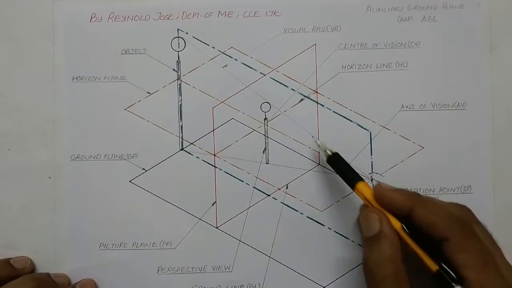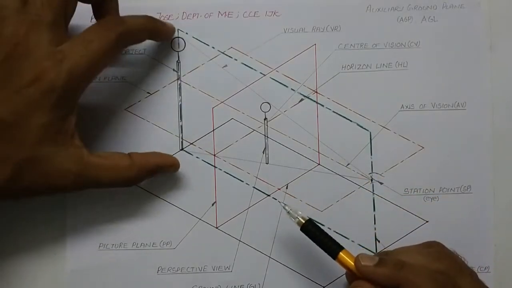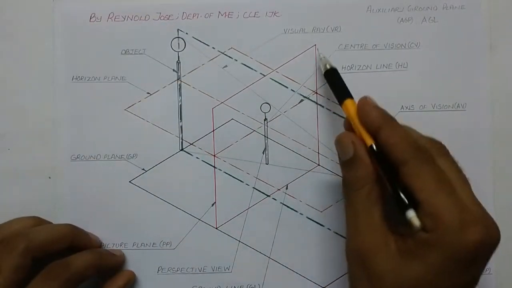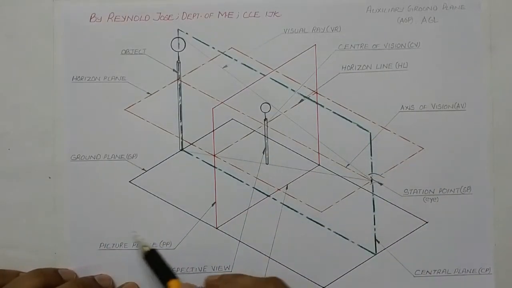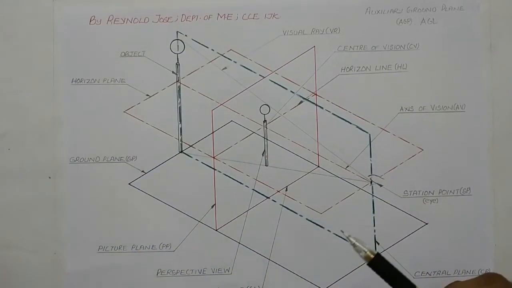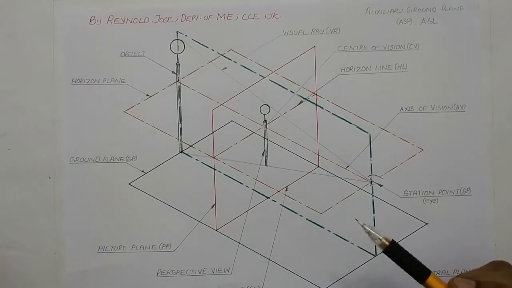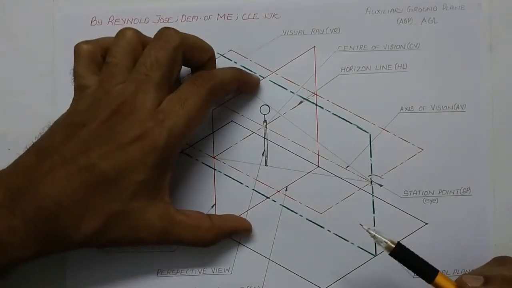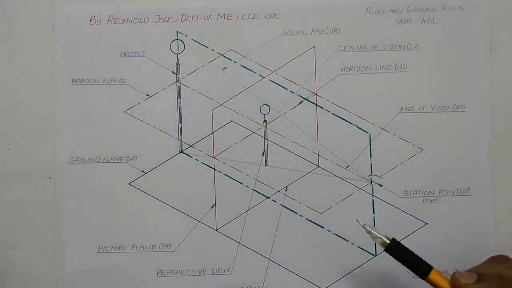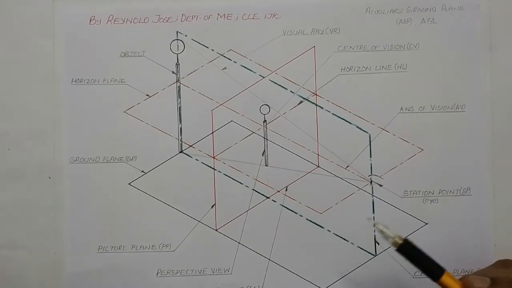So in this case, the visual rays are not perpendicular to the object and they are not perpendicular to the plane of projection. In this case, the plane of projection is our picture plane. Whereas in the case of orthographic projection, it is assumed that the visual rays are perpendicular to the object and they are perpendicular to the plane of projection. And the observer is assumed to be at infinity. So these are the various planes in the perspective projection.